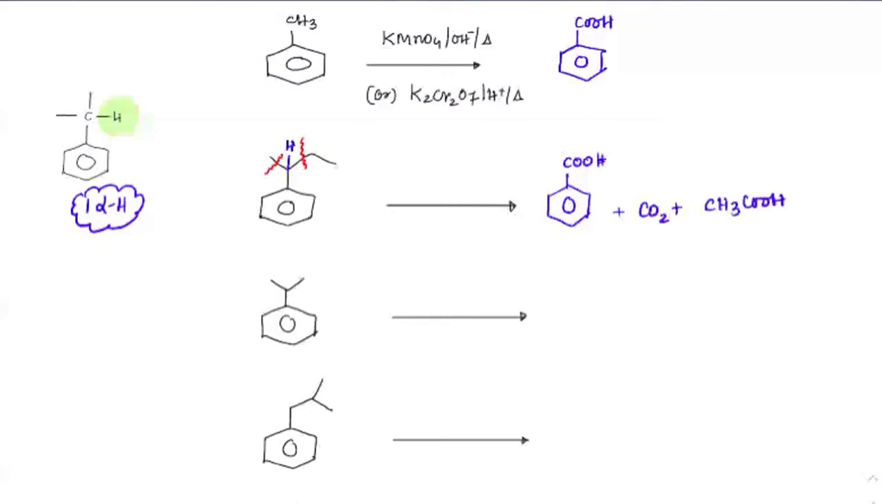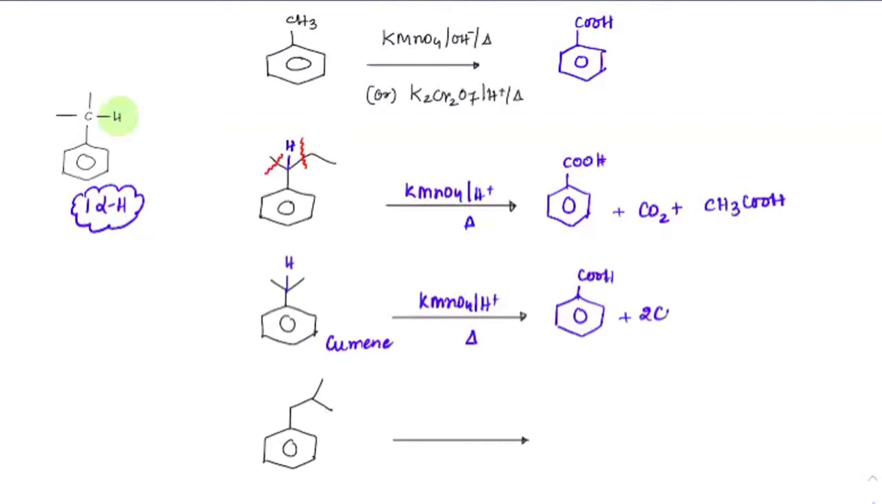What is the next one? This is cumene. Cumene will also undergo the same oxidation here. So let me write this as KMnO4, H+ and heat, same KMnO4, H+ and heat. Still there is one alpha hydrogen present here. So same product, benzoic acid, plus 2 moles of carbon dioxide this time.